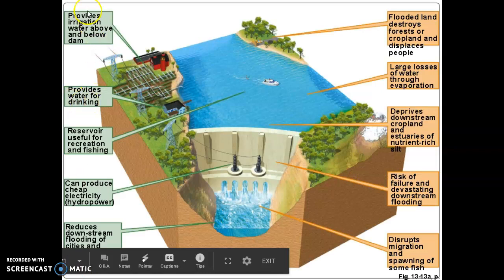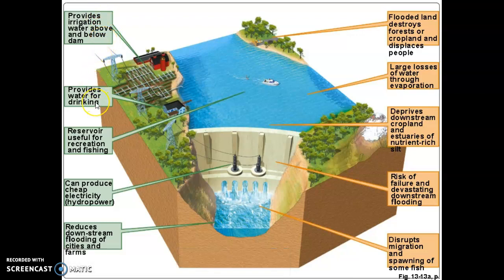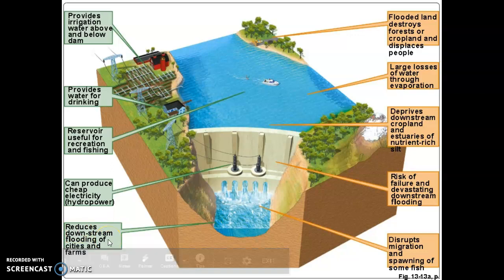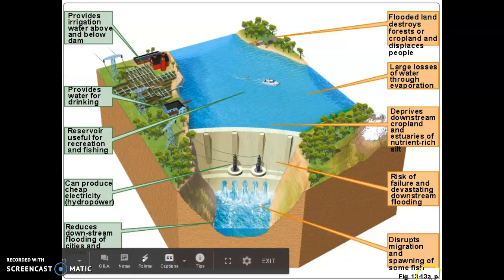Alright, so again, on our left, pros, we have irrigation water above and below the dam. We have water for drinking. We have a reservoir that's useful for recreation and fishing. We can produce cheap electricity with the hydropower, and it reduces the downstream flooding of cities and farms. So some disadvantages over here.